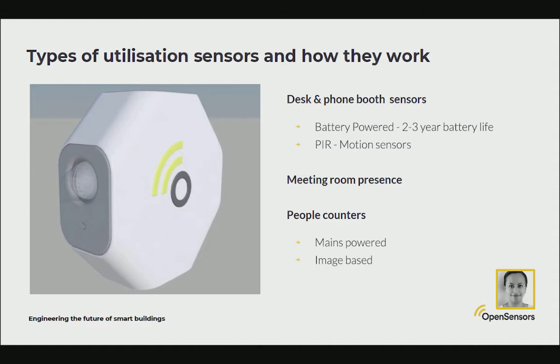There's also meeting room presence sensors. These focus on understanding within a room, is somebody present or not. The third type of utilization sensors is people counters. These go within either meeting rooms, breakout areas, or open spaces. These are ceiling mounted, mains powered. They rely on object recognition and they count people in one direction or another.